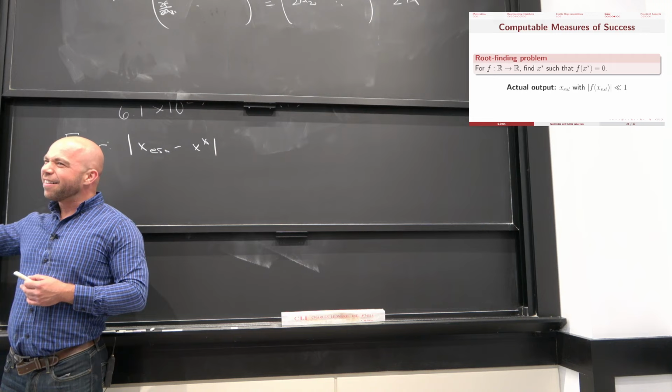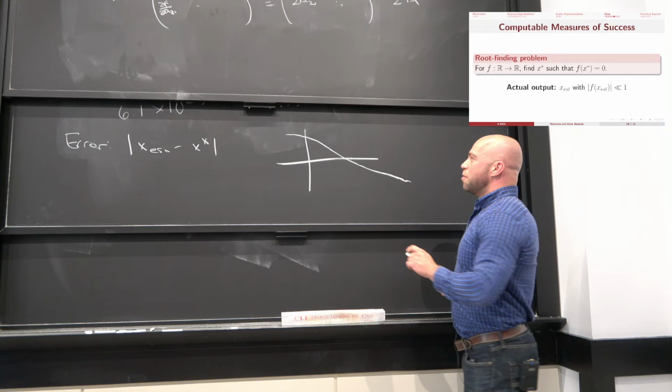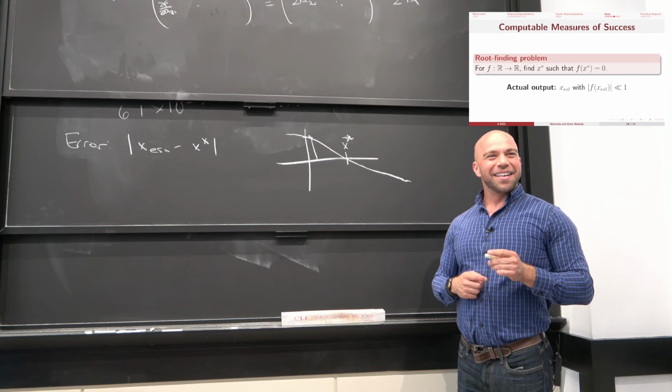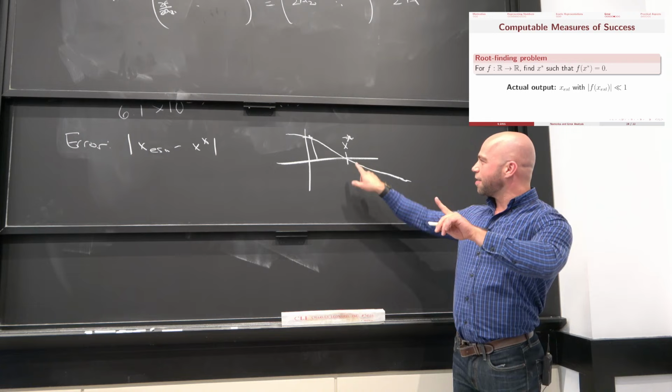So let's say that I have a function, and it's got a very low slope like that. So here's x star, my actual root. But I could be all the way over here somewhere, and the value of f is still pretty small, right? So clearly, these two notions of error don't necessarily align. There are two different notions now. One is I put in x est and check how close f is to 0. The other is just the difference from the true root x star.